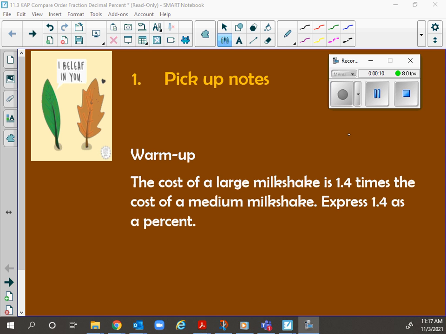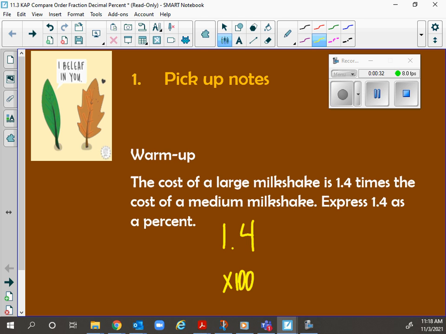So our warm-up today is about the cost of a large milkshake, which is 1.4 times the cost of a medium milkshake. Express 1.4 as a percent. So this is the thing. If I have 1.4 as the number I need to change to a percent, I still have to follow my decimal rules to go to percentages and multiply times 100.